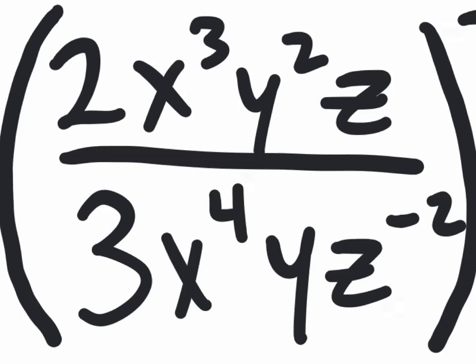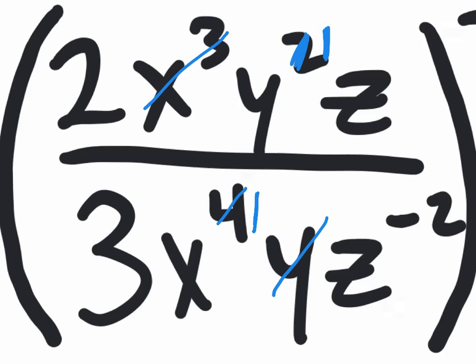Cancel what? The x's and the y's. Okay, so x to the 3rd up on top, all 3 x's cancel out with 3 of the 4. You're going to have 1 left. Are you with me? How about the y's? There's 1 y on the bottom that'll cancel out with 1 of these 2, and you're going to have 1 y left up on top.